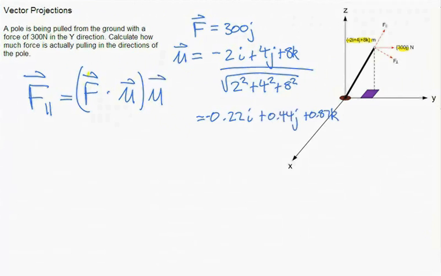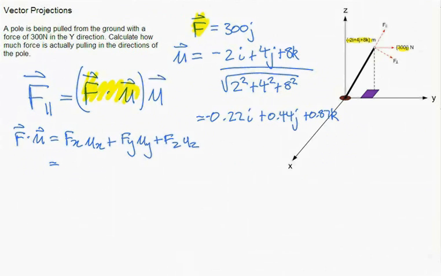The next step is to solve for this F dot U. To do this, we use the formula FxUx plus FyUy plus FzUz. And this is basically taking the x, y and z components of each vector, multiplying and then adding them together. So for the first part, Fx would be 0 due to this force here not having any x component. And the Ux would be minus 0.22.